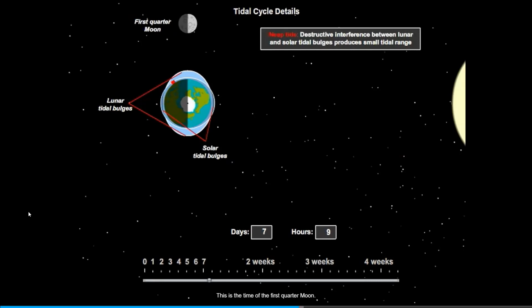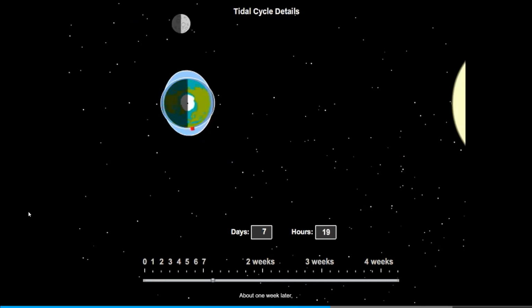This is the time of the first quarter moon. Notice that the lunar tidal bulges and the solar tidal bulges are 90 degrees apart. This produces the smallest combined tidal bulges and therefore the lowest high tides, called neap tides. About 1 week later, at the time of the full moon, the animation pauses again. Notice that when the moon and sun are aligned, their tidal bulges overlap to produce the largest combined tidal bulges. This results in the highest high tides, called spring tides.